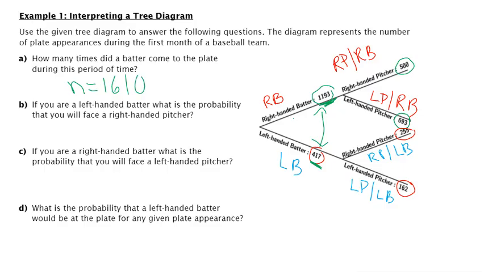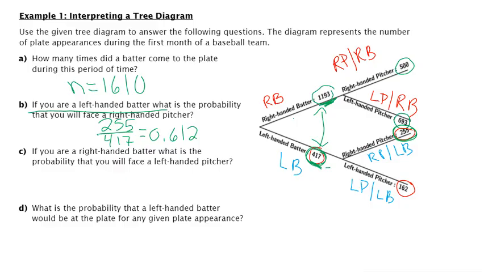The question then says, if you're a left-handed batter, so that adds a condition, what is the probability that you will face a right-handed pitcher? Well, if you're a left-handed batter, there's only 417 possible people that would be, so that's going to be the bottom. And of those 417, there were 255 that faced a right-handed pitcher. So if we divide that out, that would be 0.612.